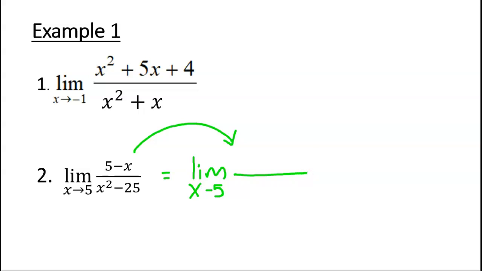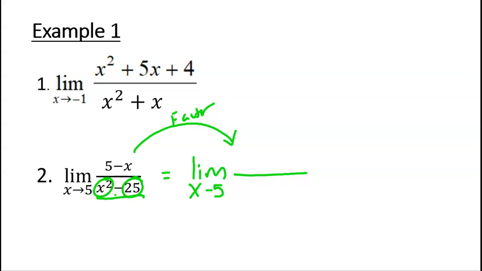Okay, now I'm going to start with the bottom on this one. This is what we call a difference of squares. We have two perfect squares. The square root of x squared is x, and the square root of 25 is 5, and it's subtraction.